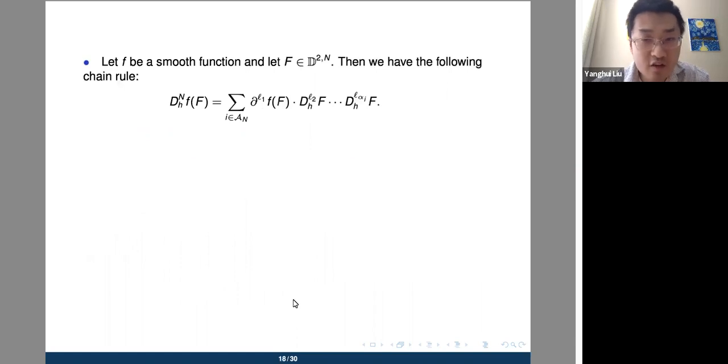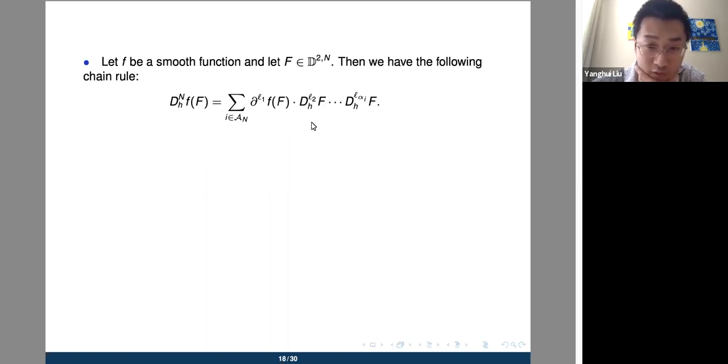Another ingredient in the proof is a chain rule. On the left-hand side of this chain rule is the higher Malliavin derivative for f of capital F. So you might expect that if you differentiate this f of capital F, you will end up with quantities like this. You see, this is a partial derivative for f, and then you will get the Malliavin derivatives for capital F.